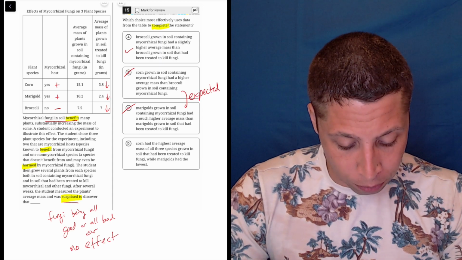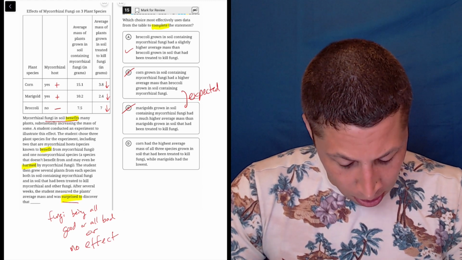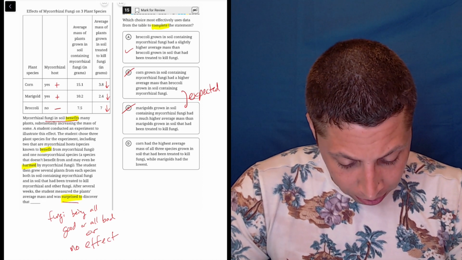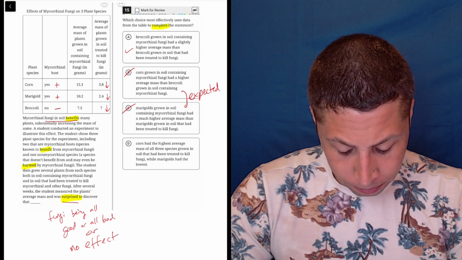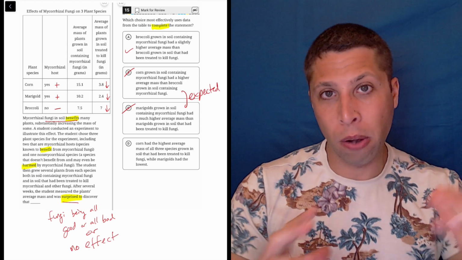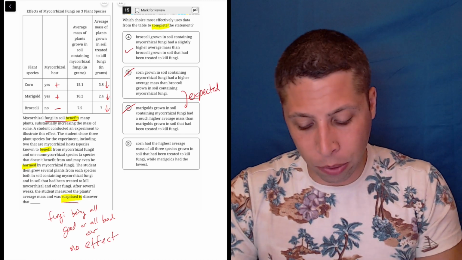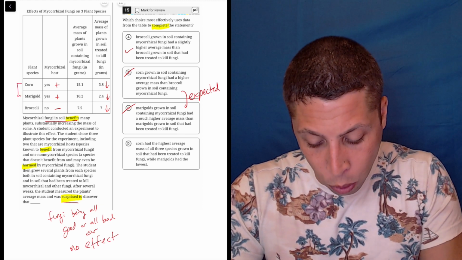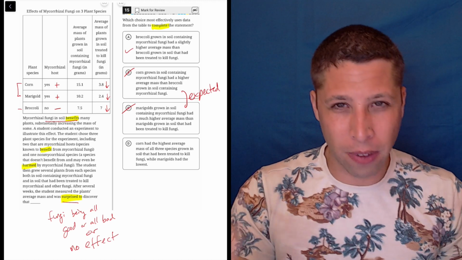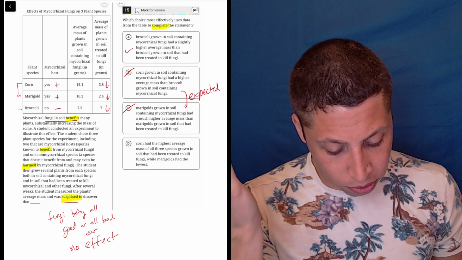D, corn had the highest average mass of all 3 species grown in soil that had been treated to kill fungi, while marigolds had the lowest. I don't know why that would be good or bad, or surprising or not. I guess the problem with this one is we're comparing the wrong thing, right? Basically I guess we're supposed to compare corn and marigolds to the broccoli, right? There's kind of the two things because we're comparing them with the fungus and without the fungus. D is more comparing the corn to the marigolds.